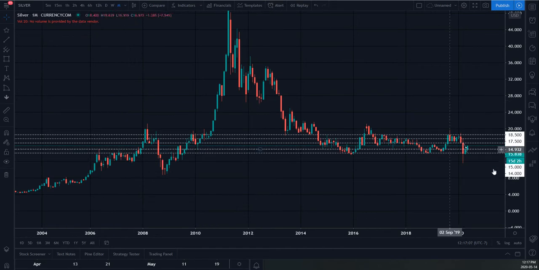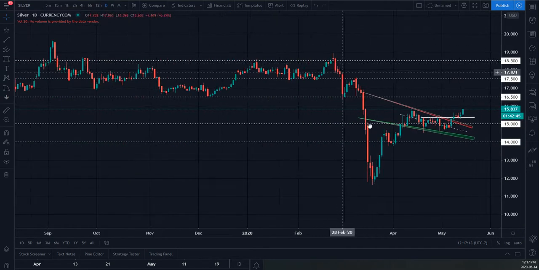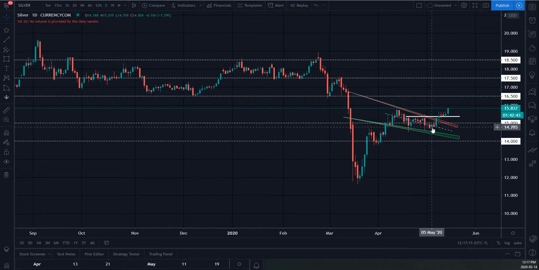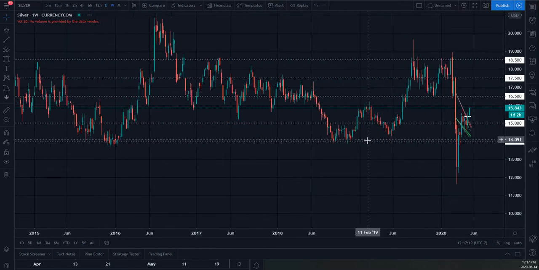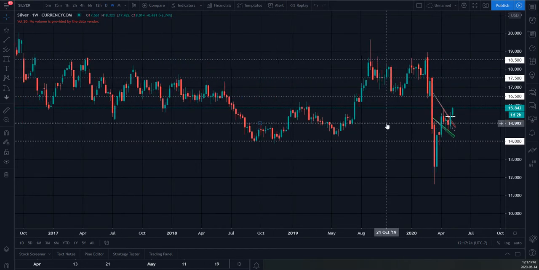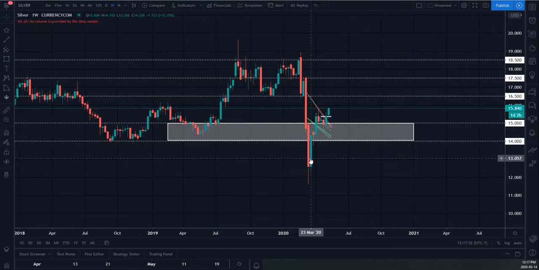Let's now put on our charts and go to the daily chart. So this is that massive liquidity event that occurred, and then this was that $15 range that was holding. So let's go back to the weekly here really quickly. It was $14 that held, but the $15 range right around here was the major level that we wanted to see hold. And not only did we hold it, but we broke above it.